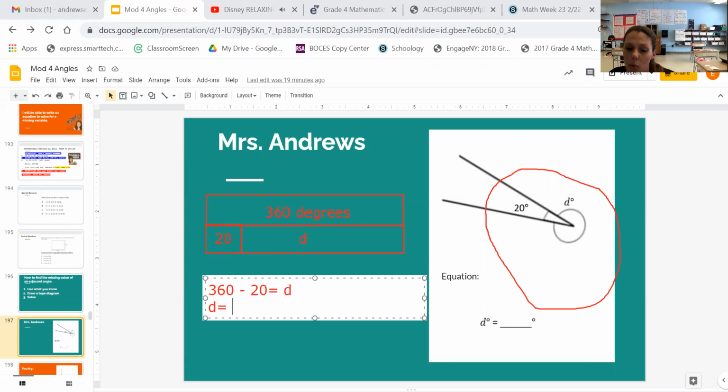Right now, on your whiteboard or on your piece of paper, can you do 360 degrees minus 20 degrees to tell me the value of D? Awesome, thank you. You should have 340 degrees. Let's double check. 340 plus 20, using the inverse operation, would be 360. What we needed to know was that whole. This was talking about an entire circle, and of course, you already knew that there are 360 degrees in an entire circle.